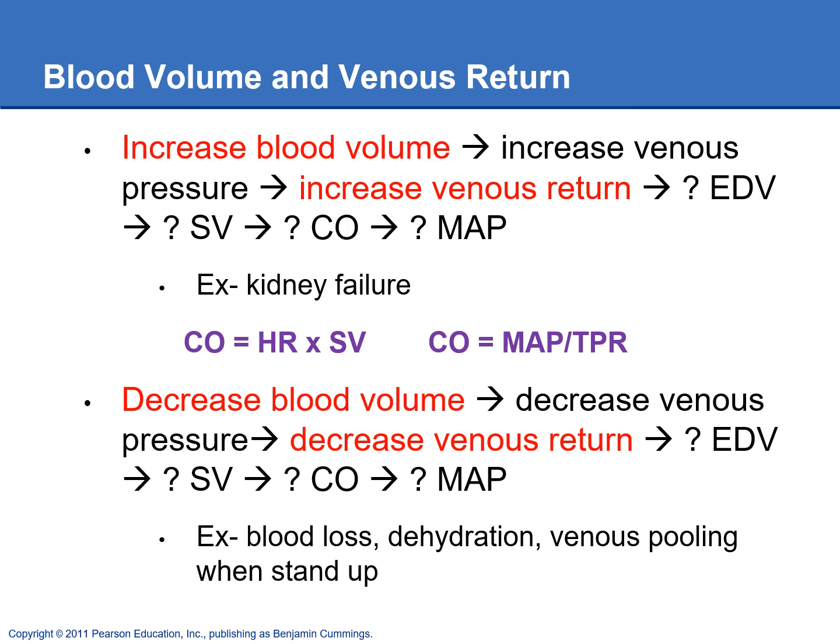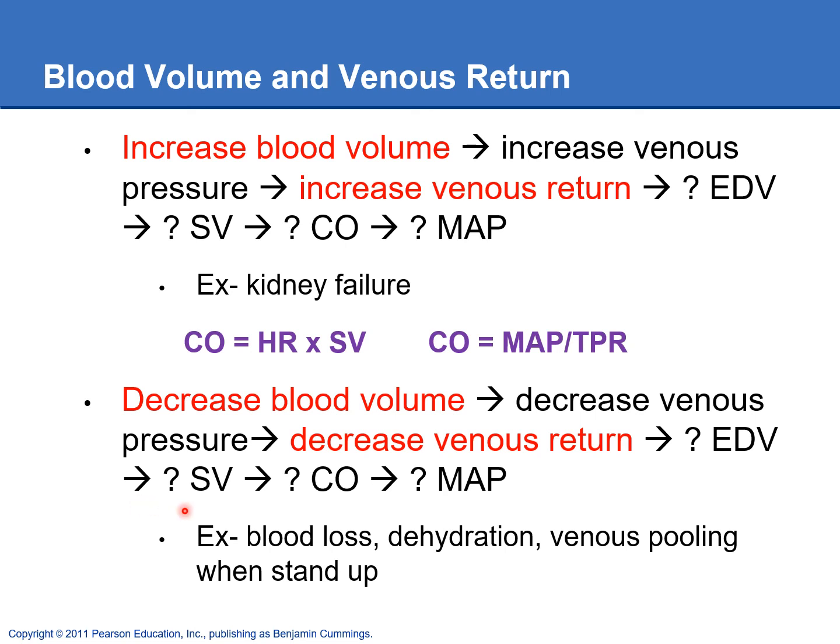So if you decrease your blood volume, there's not going to be as much blood in the veins. That'll decrease the venous pressure. And if there's not as much pressure in the veins, you're not going to push as much venous blood back to the heart. So if you decrease venous return, that'll decrease the end diastolic volume. You're not filling the ventricle up as much.